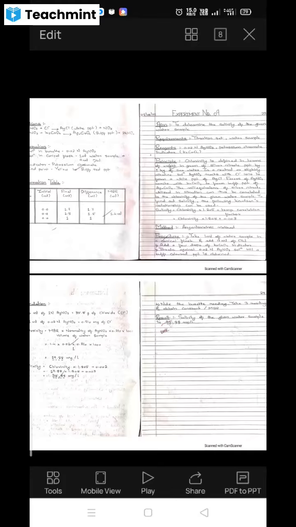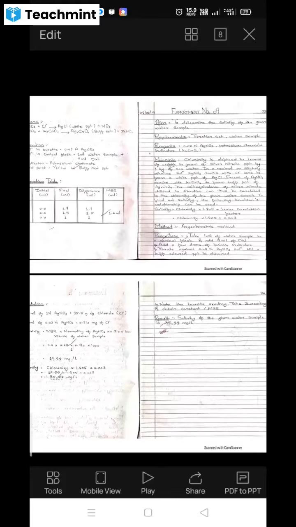The principle of the practical: chlorinity is defined in terms of the weight, in grams, of silver nitrate precipitate.